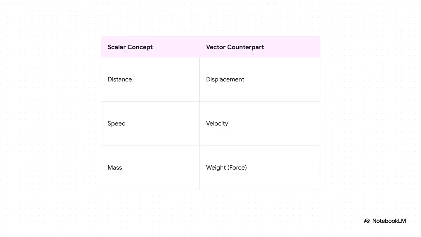This idea of pairs is really useful. We already nailed down speed and velocity, but look at these others. Distance is a scalar, right? I walked 5 kilometers, but its vector partner is displacement. That's I walked 5 kilometers east. It tells you not just how far you went, but your actual change in position. And this last one, mass versus weight, this trips people up all the time. Mass is just the amount of stuff you're made of. It's a scalar. But weight is a vector. It's the force of gravity pulling on that mass in a very specific direction, down.